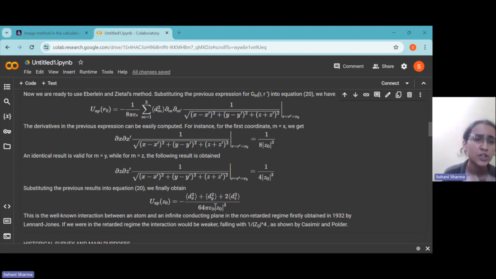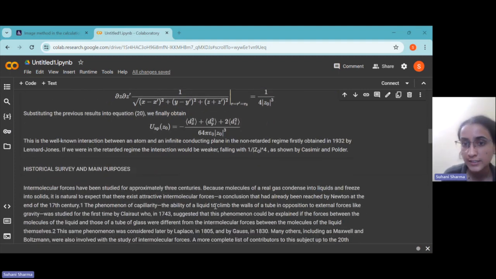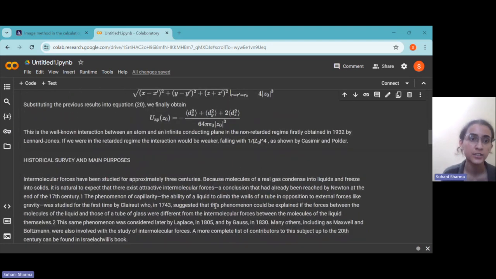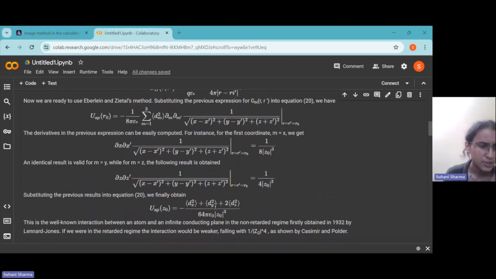And this is a well-known interaction energy between an atom and an infinite conducting plane in the non-retarded regime, which was first obtained in 1932 by Lennard-Jones. So this derived expression represents the interaction energy between an atom and the grounded conducting plane. It accounts for the contribution from the polarizability along different axes and the distance from the infinite plane. The negative sign here indicates that this is an attractive interaction.